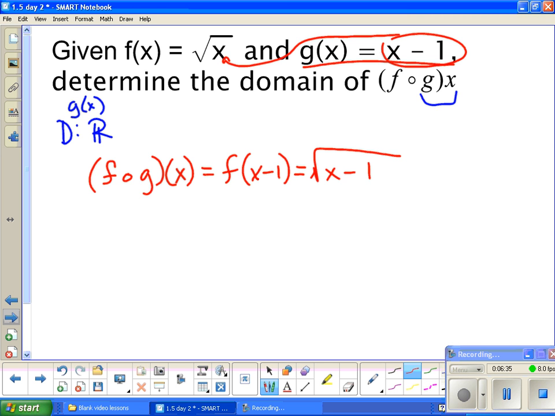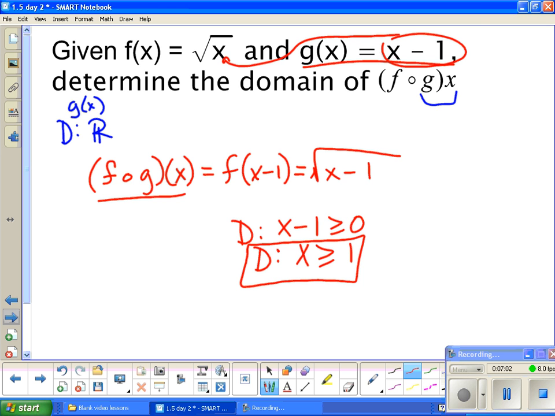Okay, so now I have to determine the domain. Since my original function was not restricted by any means, I can substitute it, and then look at just the domain of my new composition. x minus 1 has to be greater than or equal to 0, so x is greater than or equal to 1. That is the domain of my composition. It's not too bad when I know that I'm putting all real numbers into my second function, because then I only have to look at the restrictions on the second function.